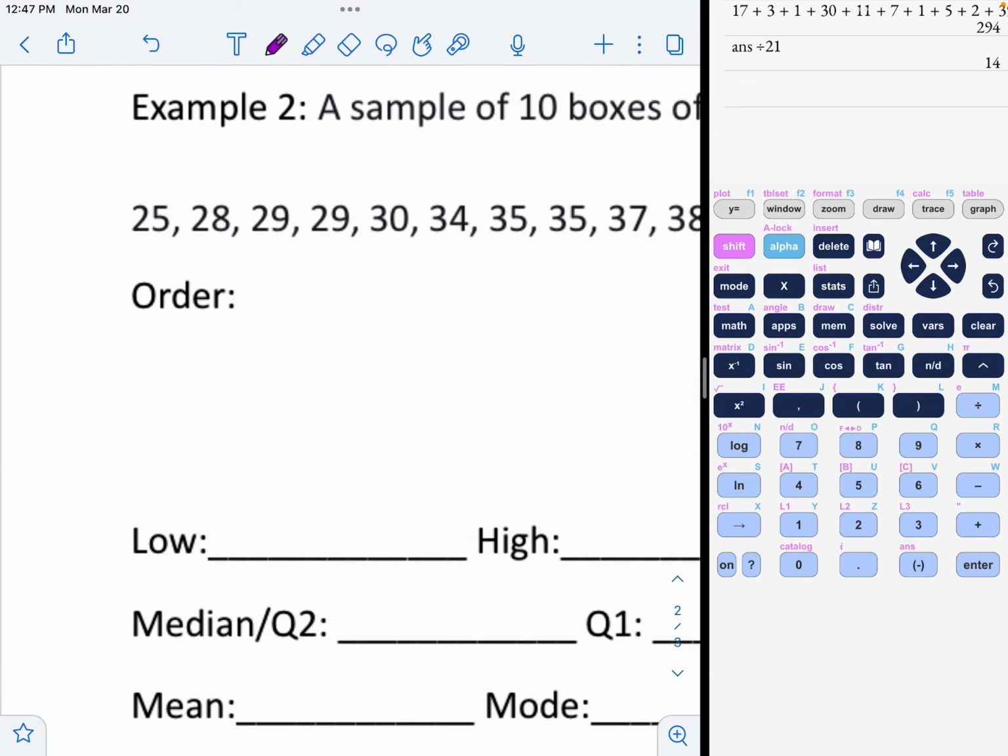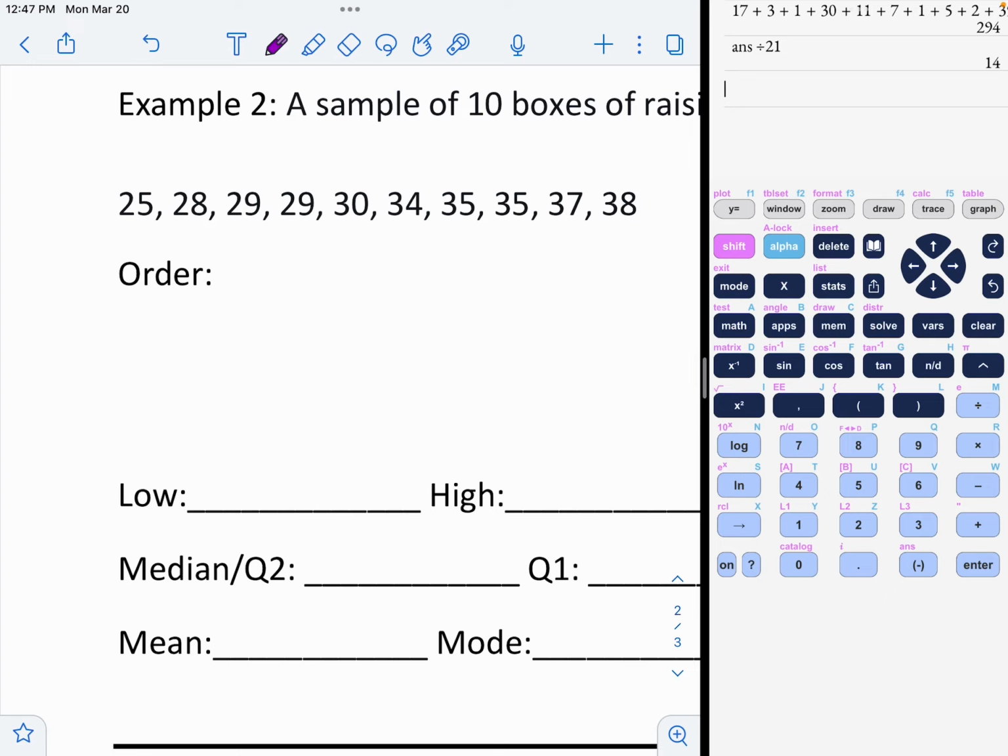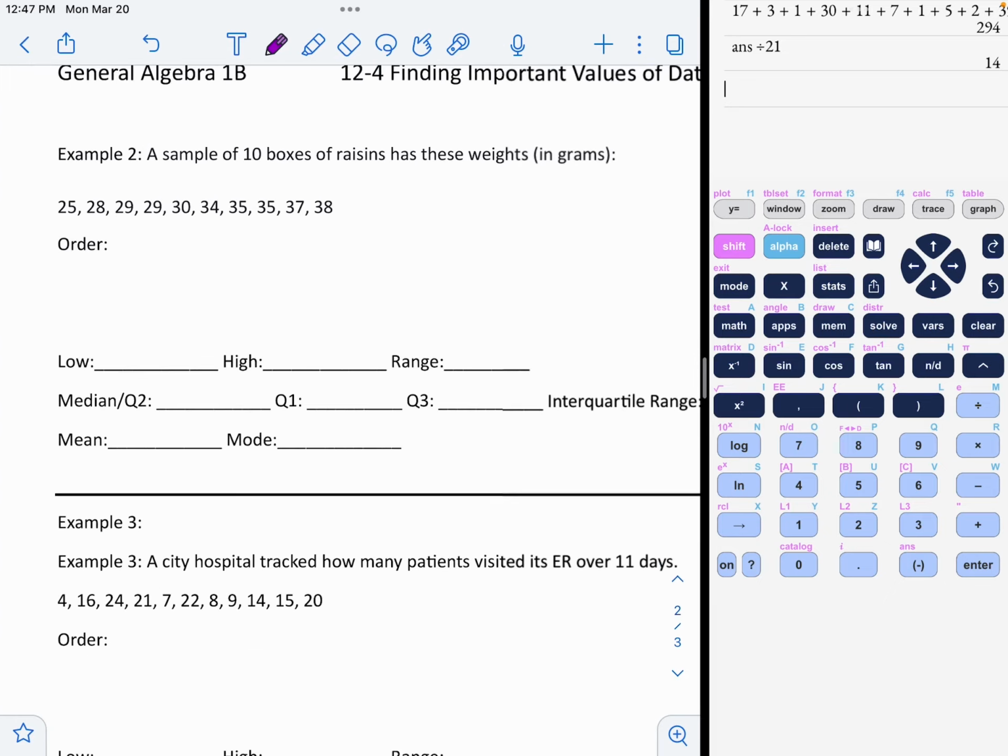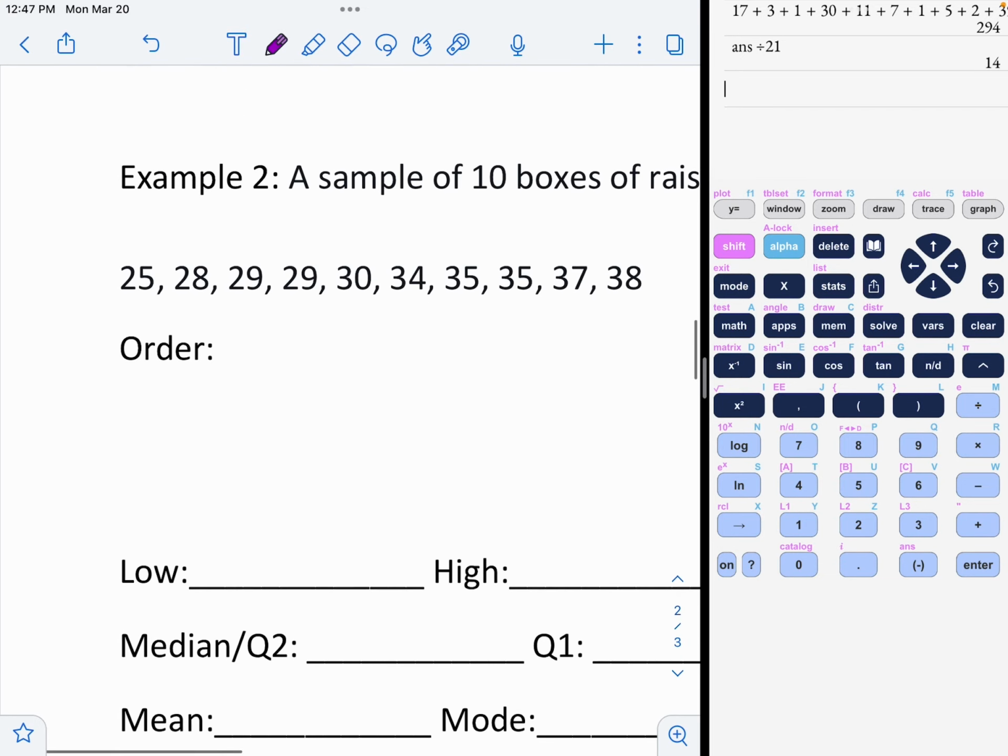So like one could have 21 and one could have 15. So I made one of each type. So in order, what are we looking at? Raisins that have those weights. Raisins, and there's 10 boxes.